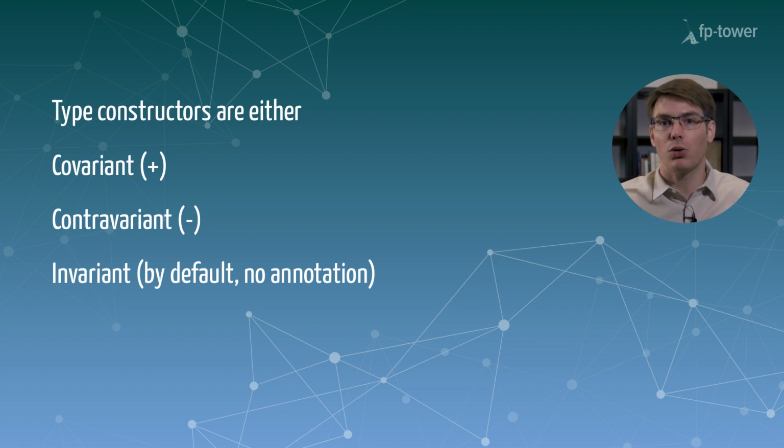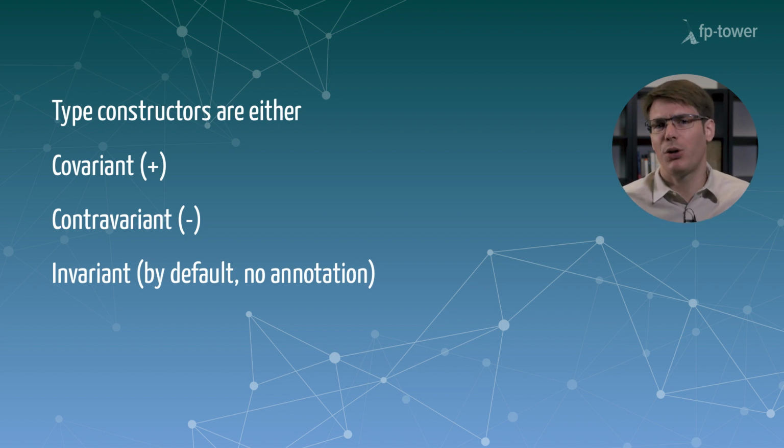it can either maintain, reverse, or kind of ignore the subtyping relationship of its parameter. When it maintains the type hierarchy, we say the type constructor is covariant. In this case, we put a plus sign in front of the type parameter. When it reverses the type hierarchy, we say the type constructor is contravariant. In this case, we put a minus in front of the type parameter. Finally, when we don't annotate the type parameter, by default, we say the type constructor is invariant.